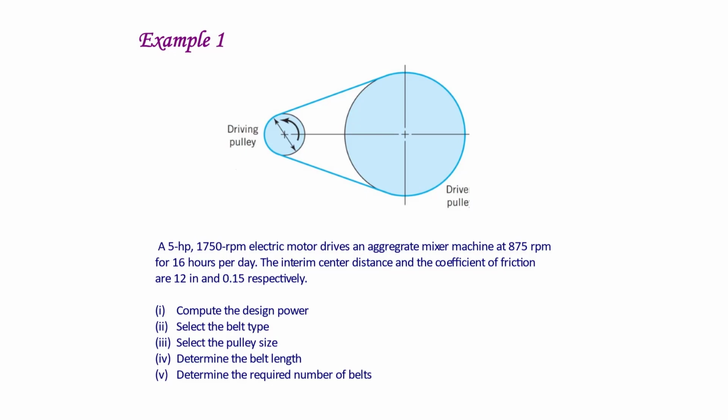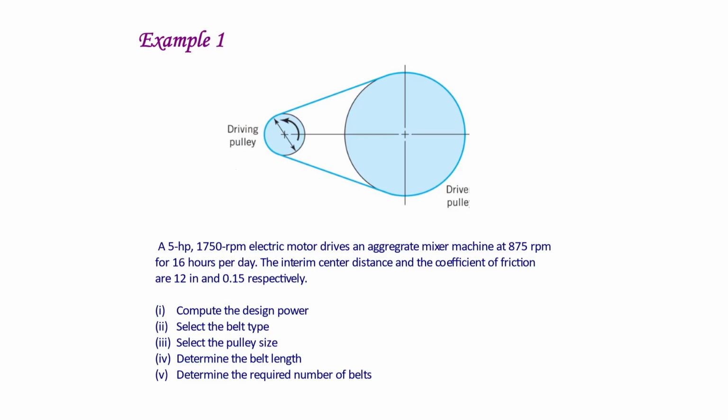So our input speed N1 here is 175 RPM. This machine drives an aggregate mixer machine at 875 RPM. The bigger pulley is connected to the aggregate mixer machine, and the output speed N2 is 875 RPM. So it means that our speed ratio here is 2. And also this machine operates for 16 hours per day.